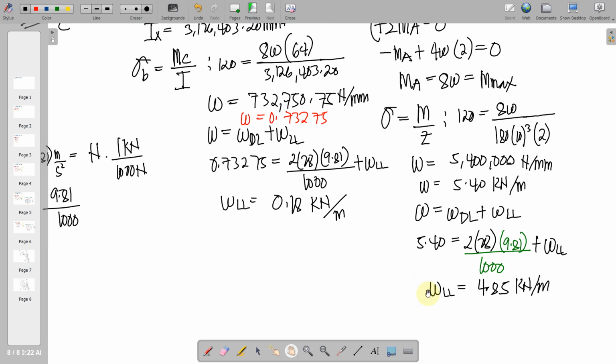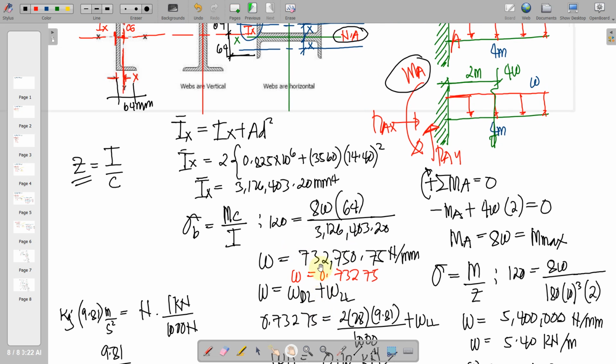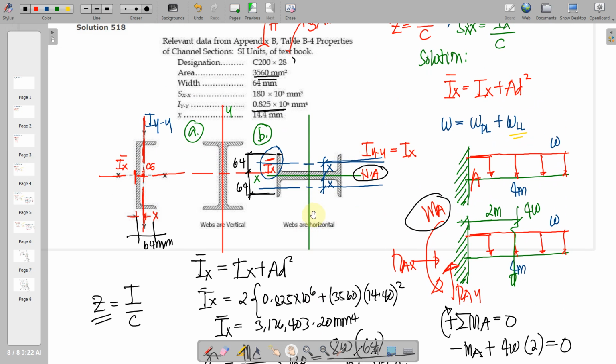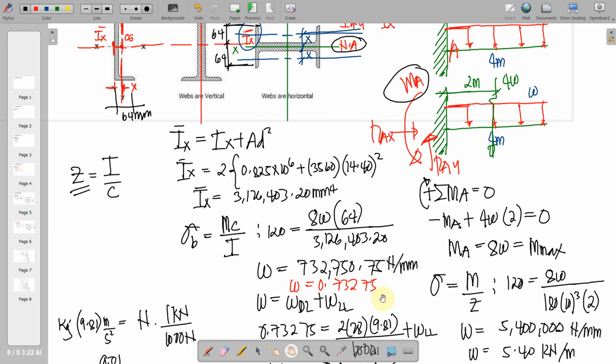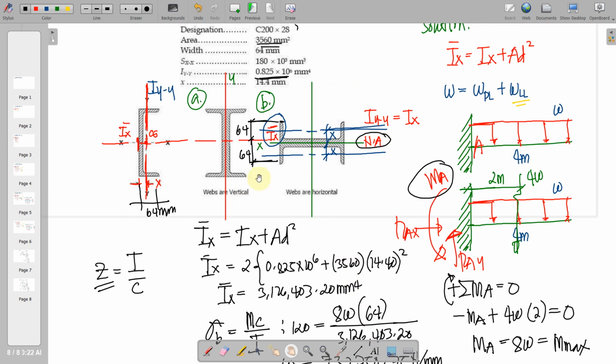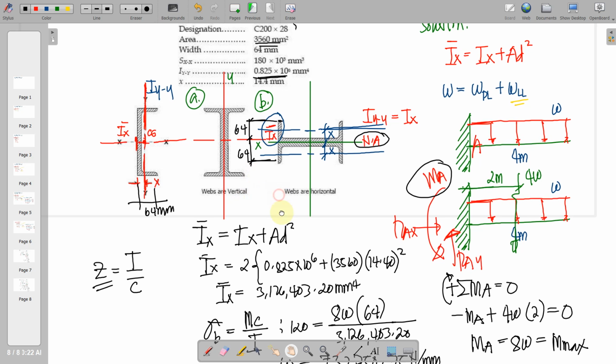So as a comparison, we can see here that the web which has an upright position will have more resistance to loading, okay, or to the bending. And if your channel is on this setup, wherein your webs are in a horizontal position, it could carry lesser than that of the webs that are in upright position, or webs are vertical.